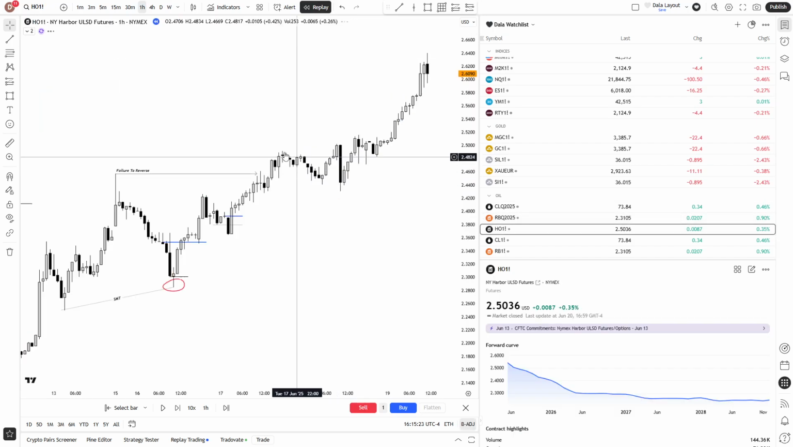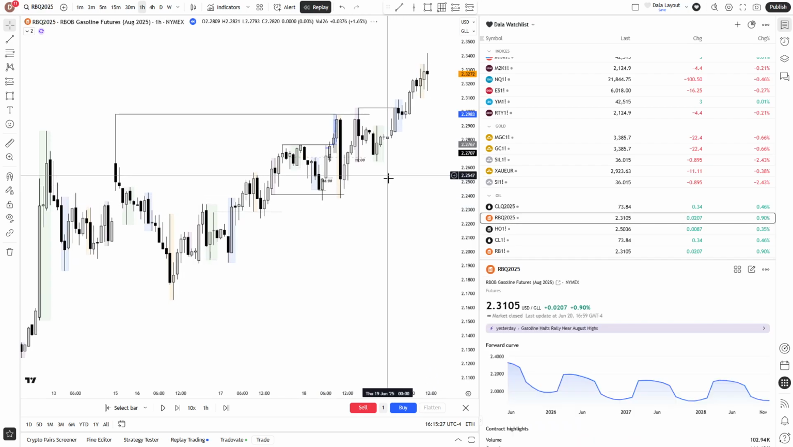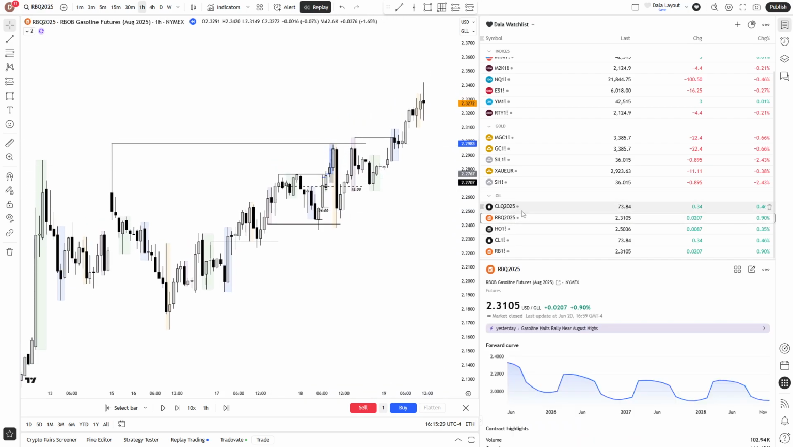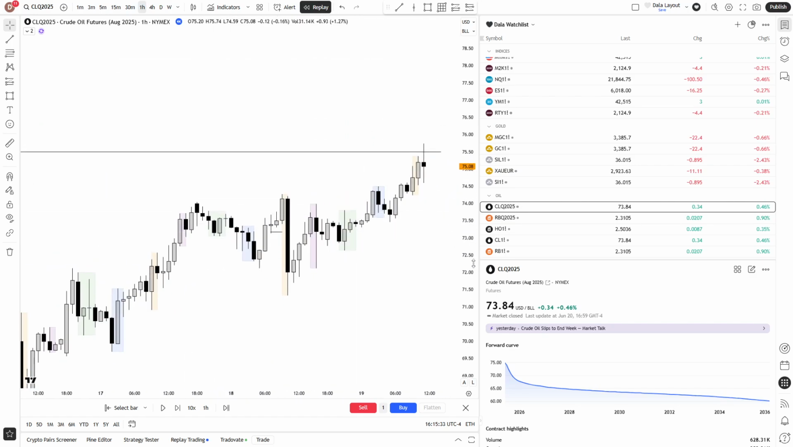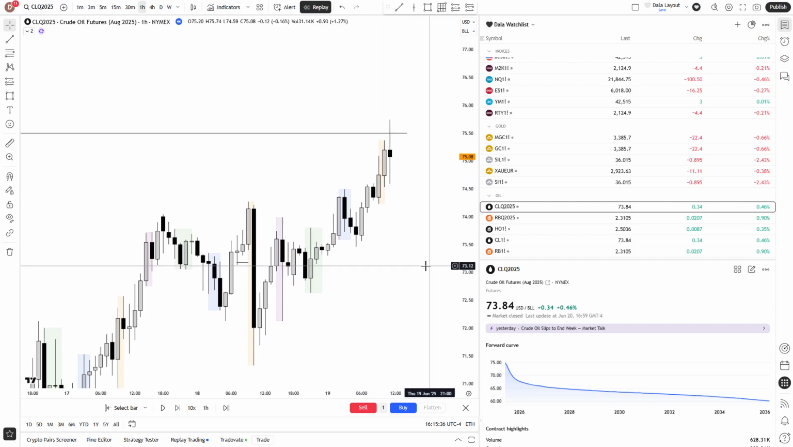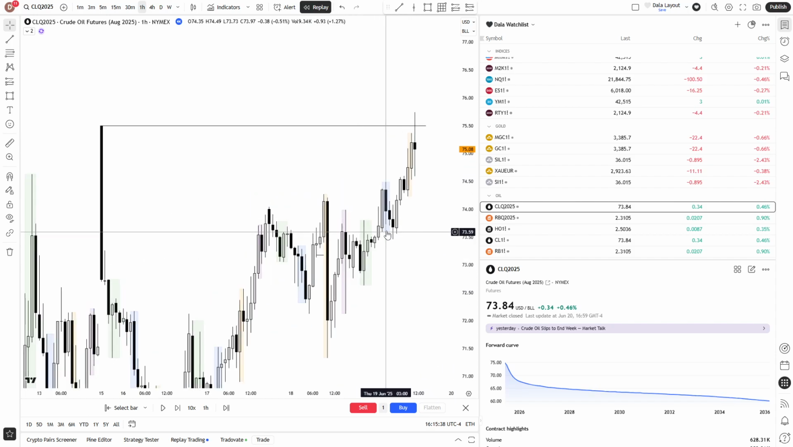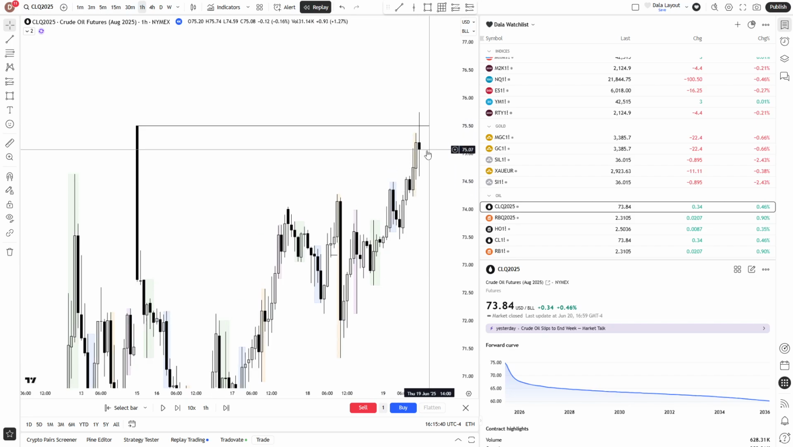So you see how when we fail SMT here, we're expanding higher, we're failing to reverse. RB, we're failing to reverse. Now on CL, this is the relevant target this day, because this is actually where I traded. I'm going to show you. What we see right here is we expand into this high and then we reverse. This is actually the true reversal, because this is the high of the week.